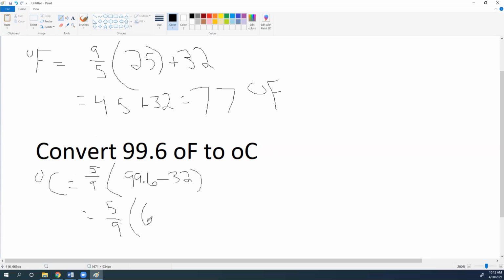So 67.6. I'm adding and subtracting, so I have one decimal here, 0 decimals on the 32. So I need one decimal. If you do this just in your calculator all in one step, it will probably give you some wrong answers. So now you would do 5/9 times 68. You get 37.777, so that equals 38 degrees Celsius.